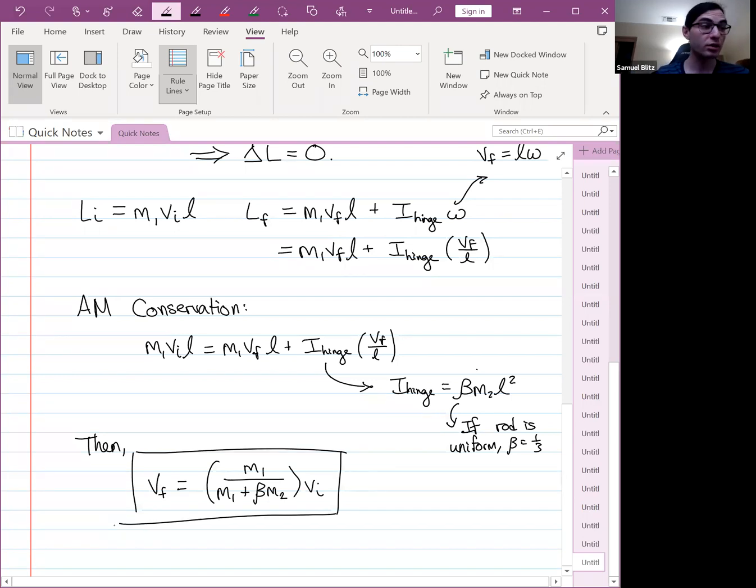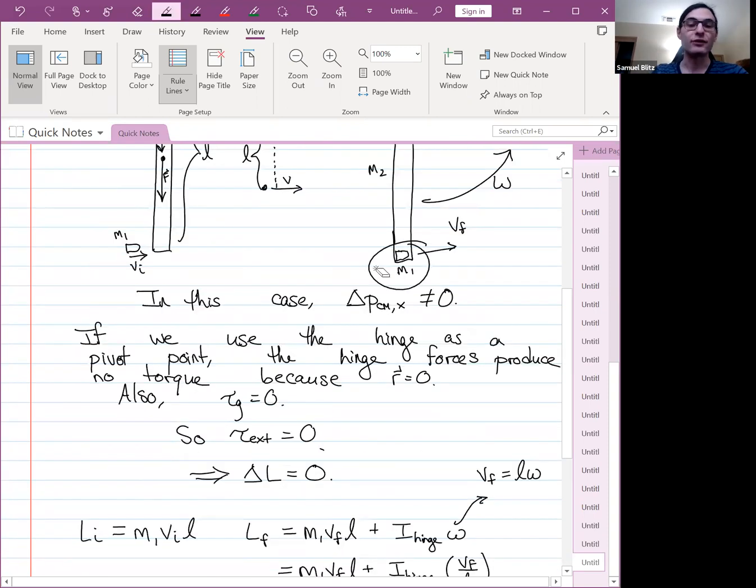And so we can just check. We could try seeing what we get when we plug in beta as 1/3 for a uniform rod. You would get that it's 3/4 times the initial velocity. It just is what it is. That's how fast the bottom would be swinging if this was a uniform rod.